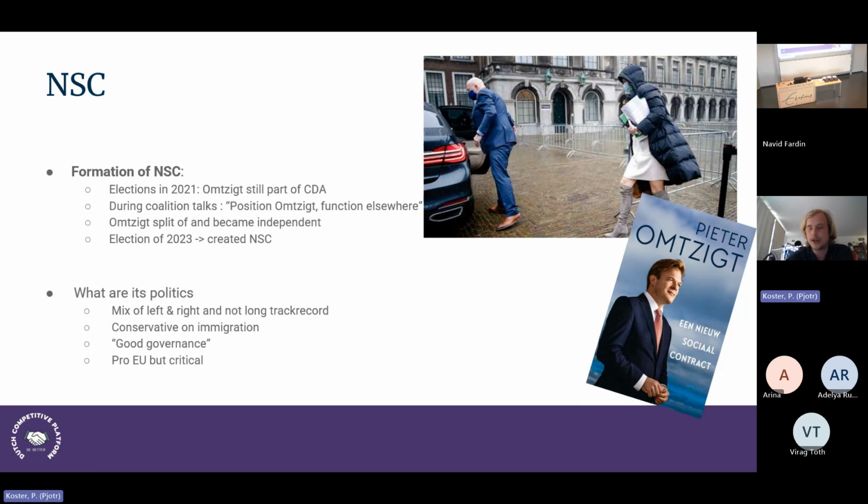On the point of immigration, it is quite conservative. It is also pro EU, but also somewhat critical in the sense that it wants to be more transparent, all of that kind of stuff. So that's basically the NSA, and it's a relatively new party.